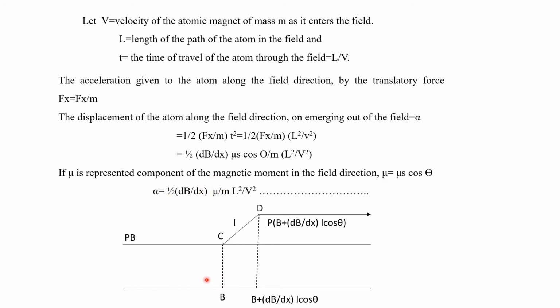So this is the situation of the atomic magnet. If the field gradient increases, dp by dx L cos theta, the atom will be deviated along a particular angle theta with the L. The pole pieces of the two is PP into PP dP by dx L cos theta.